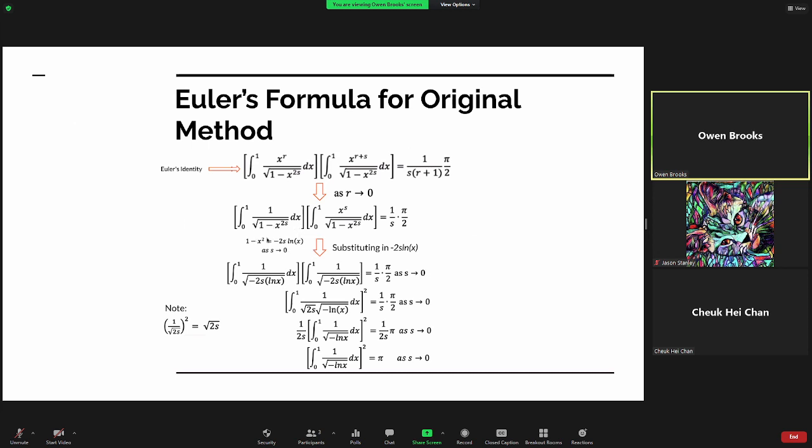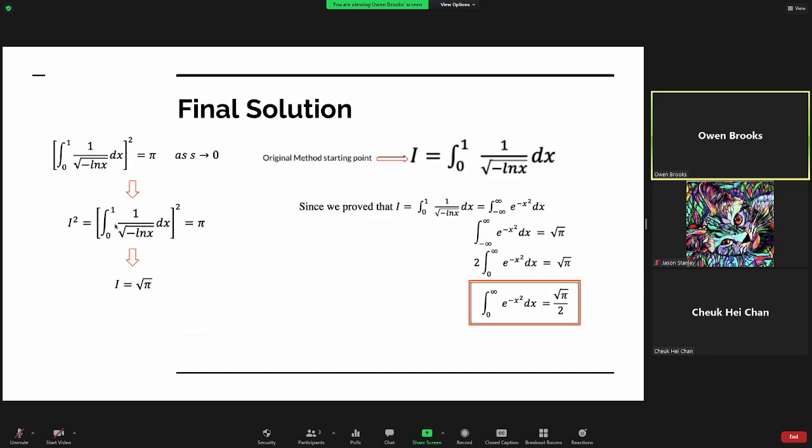But yeah, we sub in 0 for r, and then we substitute in that negative 2s ln x that we just proved the claim for. And now it's just a process of simplification. It's not too difficult. These terms are exactly the same, so we square them, then we pull out the 1 over 2s, and we get rid of the root because it's squared. And then we can just cancel because we have 1 over 2s on both sides, and we end up with this, and that's I squared equals that. So as you can see, I squared equals pi, and so obviously I equals root pi.